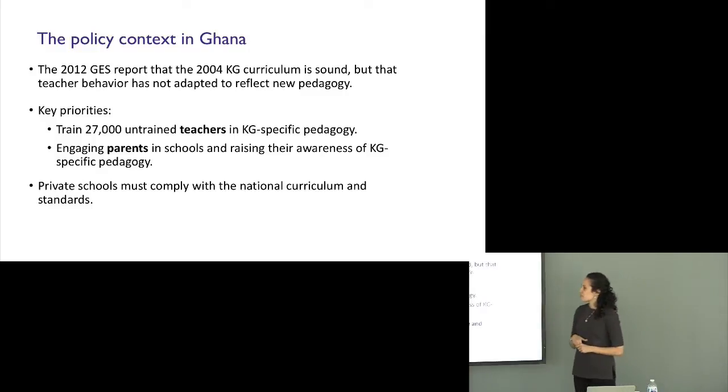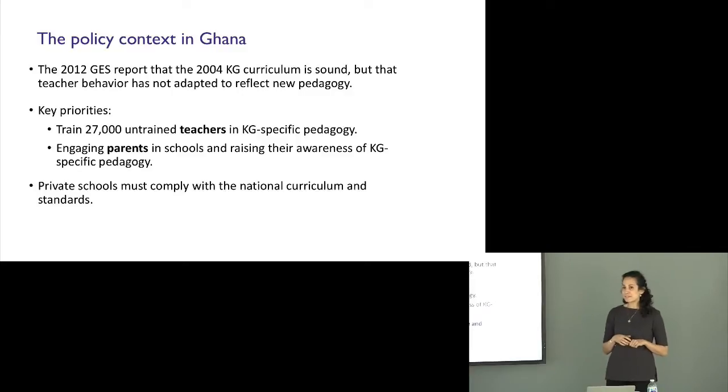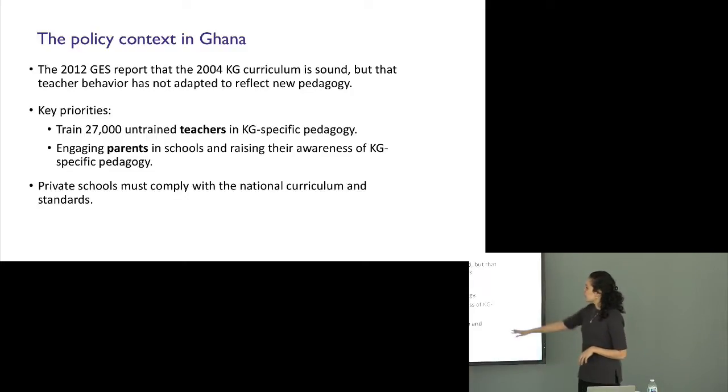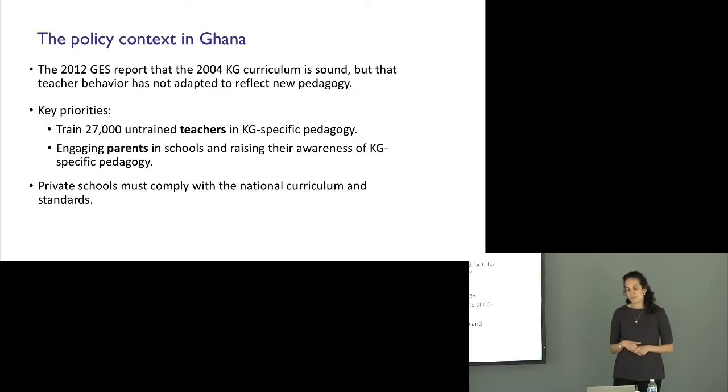In Ghana, it's interesting, private schools have to comply with the national curriculum and standards. That's not the case in every country. And 4 out of every 5 new schools being built in Ghana is a private school, so we're seeing exponential growth. So we wanted to make sure that in the work we did, we also included the private sector. So I'll tell you a bit about that.